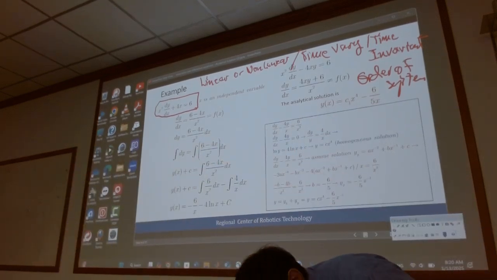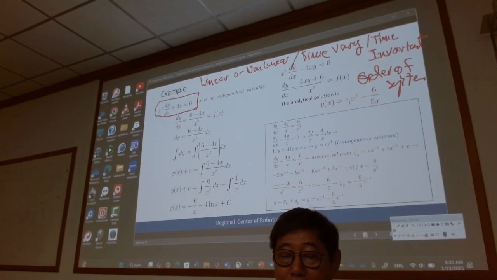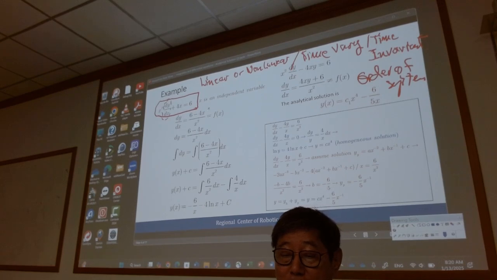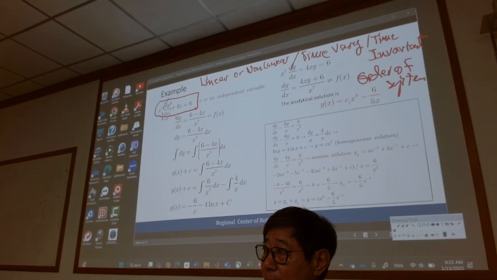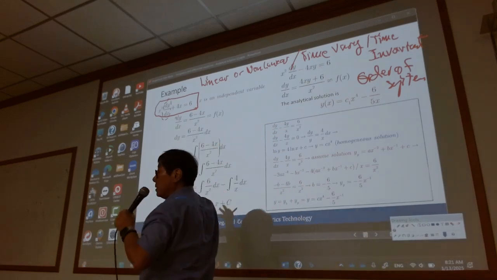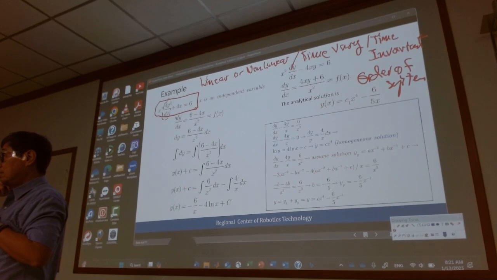You see, you have this one, right? You have this differential here. Okay. Actually, first order, let's say x is t, right? In this case, it's linear because dy is linear. Is it time varying or time invariant?